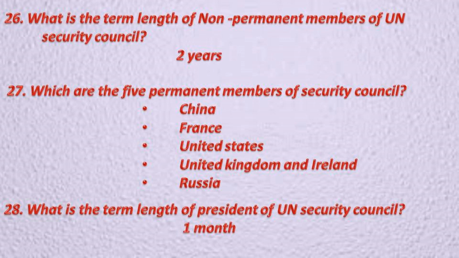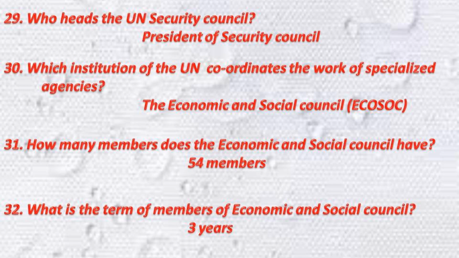27. Which are the 5 permanent members of Security Council? China, France, United States, United Kingdom and Ireland, Russia. 28. What is the term length of President of UN Security Council? 1 month. 29. Who heads the UN Security Council? President of Security Council. 30. Which institution of the UN coordinates the work of specialized agencies? The Economic and Social Council (ECOSOC).